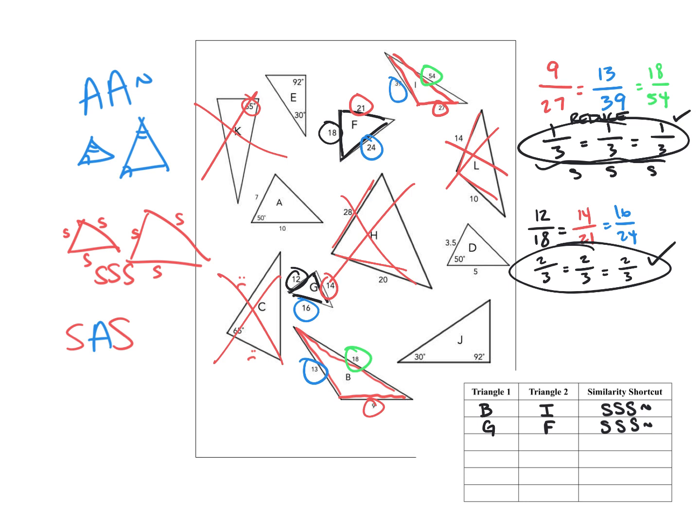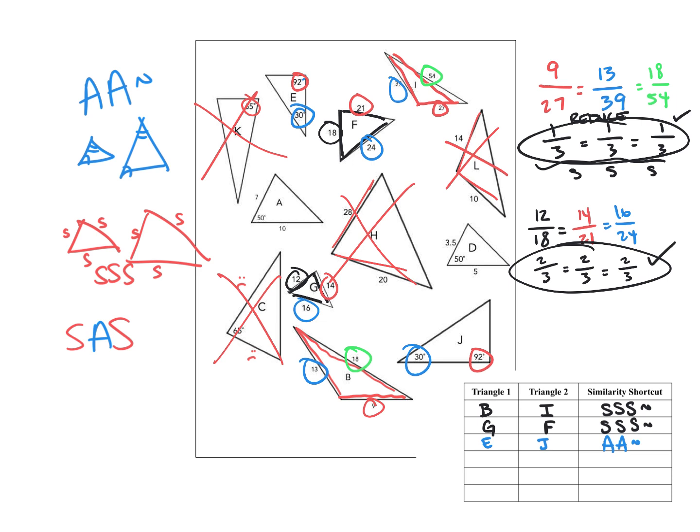In fact, I'm looking at E over here, and I see an angle and an angle. I see a 92. Hey, a 92. I see a 30. Hey, a 30. I got two pairs of matching angles. That's angle similarity. That's E and J. Nice.